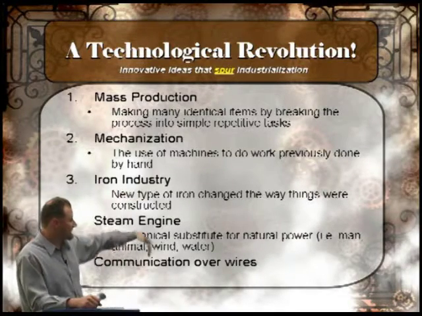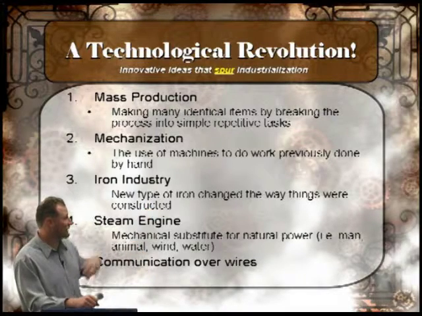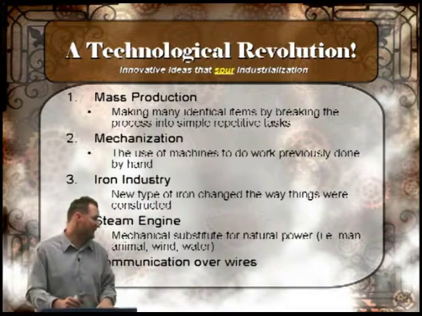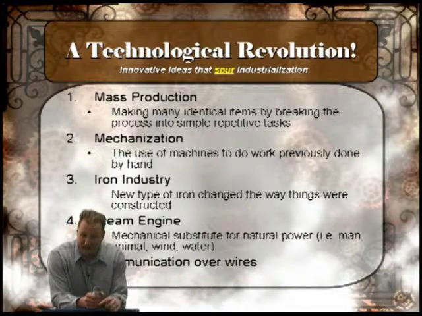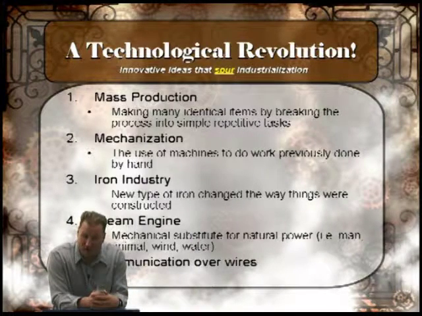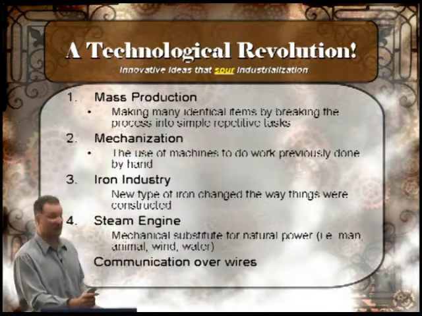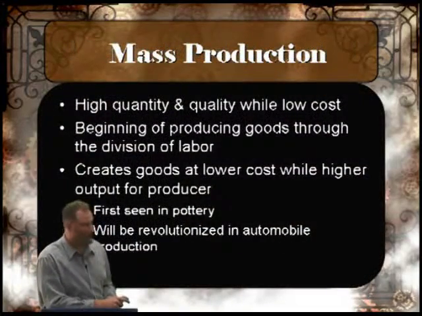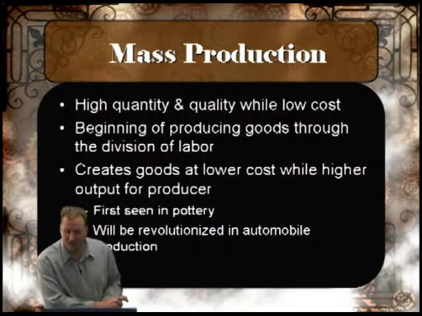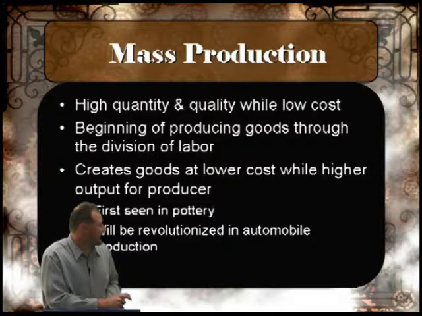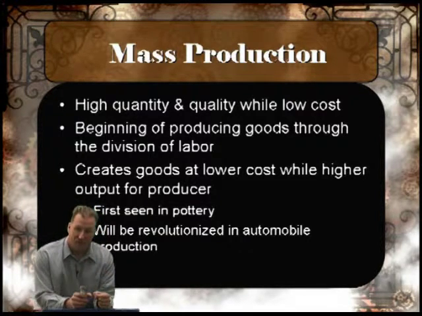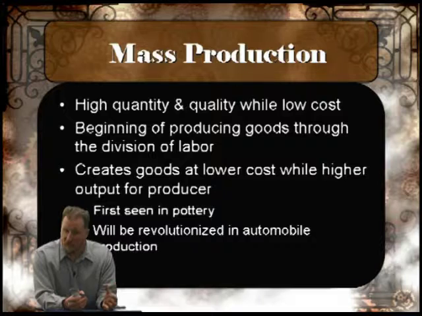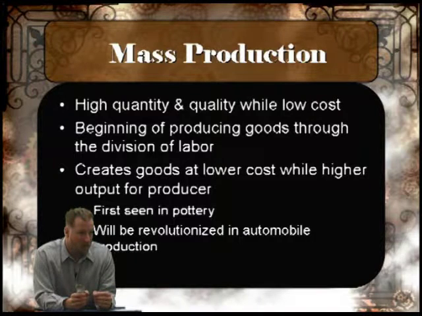All right, and this is a brief summation of what they were. Mass production, mechanization, iron industry, the invention of James Watt's steam engine, and then the ability to communicate with each other over wires, okay? Those are basically just the definitions that came from your textbook. We'll talk a little bit more in depth. Mass production. We live in a world of mass production, okay? And this is that we can now get goods that are cheaper because they're produced in mass.